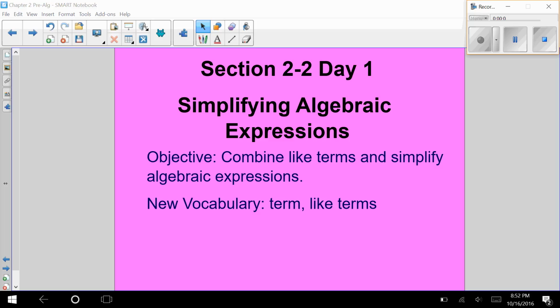Today we will be discussing Section 2.2, Day 1, Simplifying Algebraic Expressions. Our objective today is to combine like terms and simplify algebraic expressions. Our new vocabulary is term and like terms.